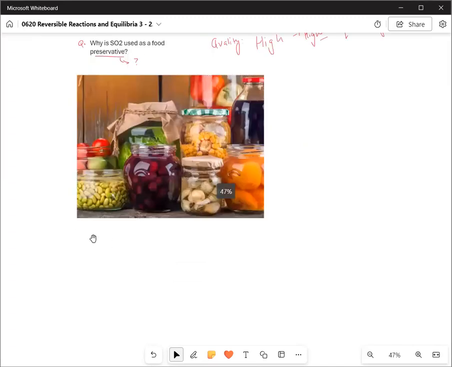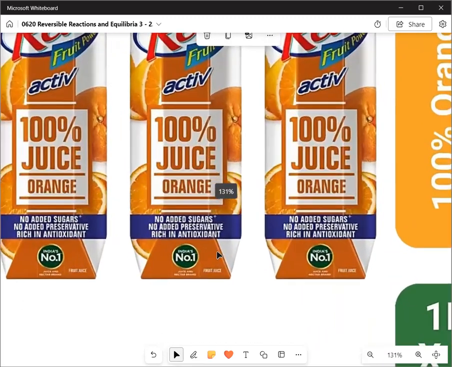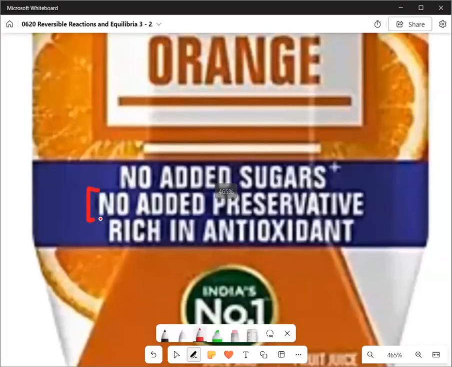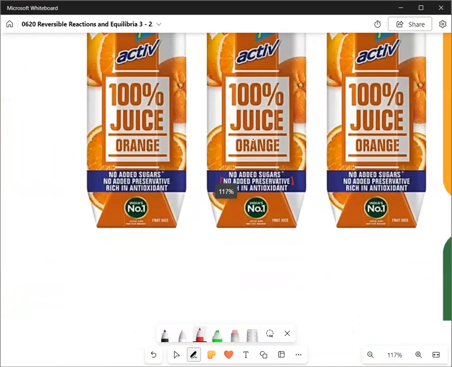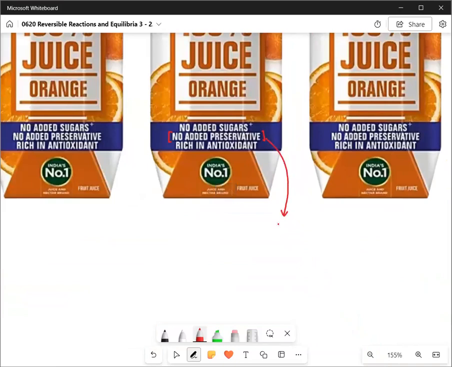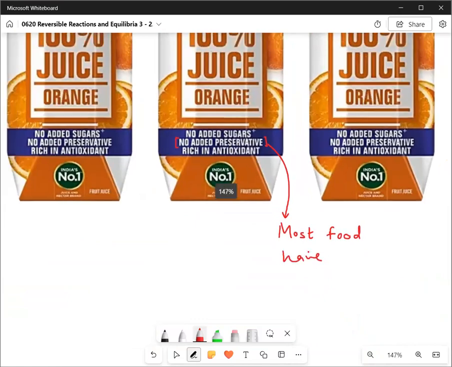Regardless, if you look at the back, you will see something called permitted preservatives. That's what you need to see. Now, this allows us to save the food. Can you see this part where they're saying no added preservative? Now, most juices have it. Most food has it. Some research has shown that it's not good for your health. Too much of this is not good for your health. But we do put it in most food where it is allowed. So why do we have it?